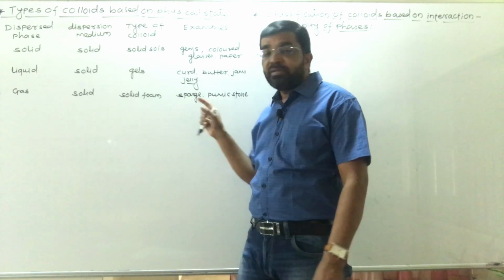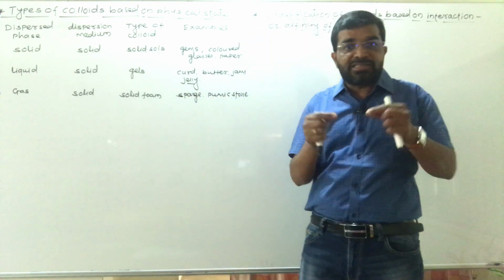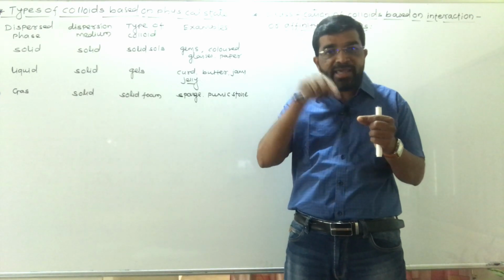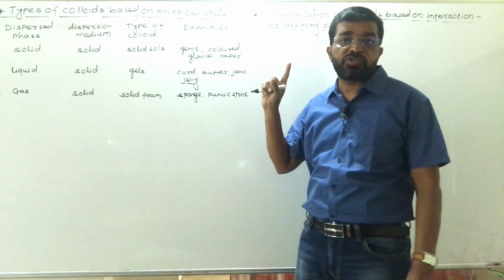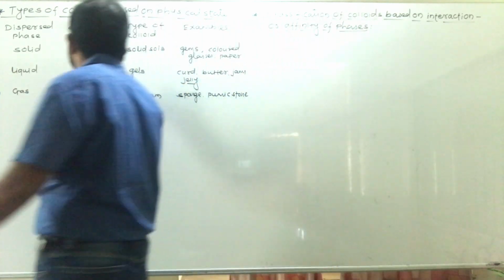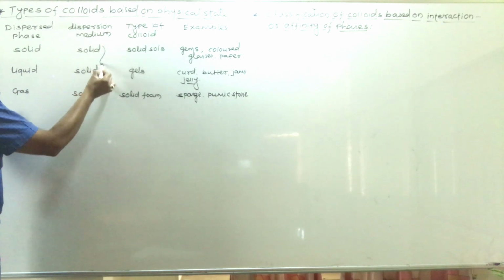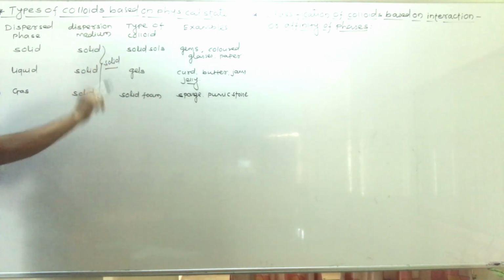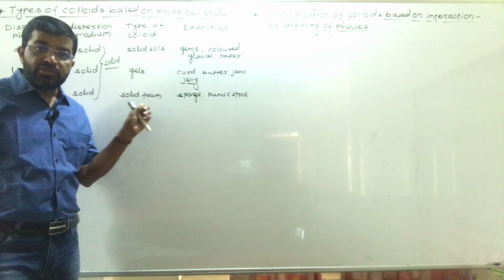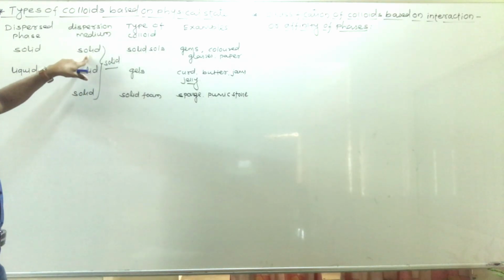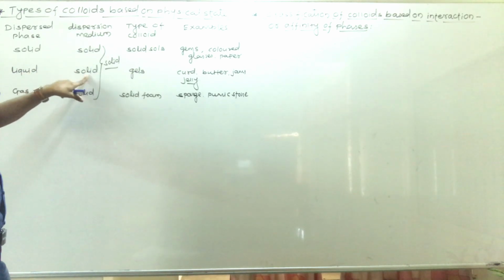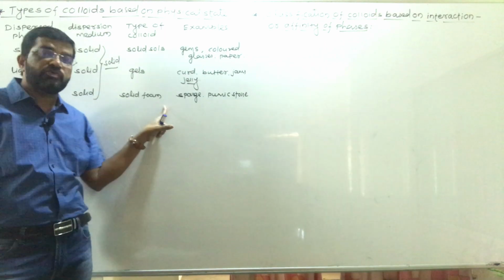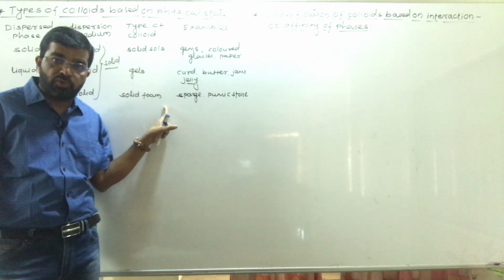Pumice stone means porous stone, it has air in it, so gas is dispersed in solid. And these three types of solutions are the solid or semi-solid solutions. That is, the solid in solid type of solution, solid sols. Liquid in solid type of solutions are gels. Gas in solid type of solutions are solid foams.